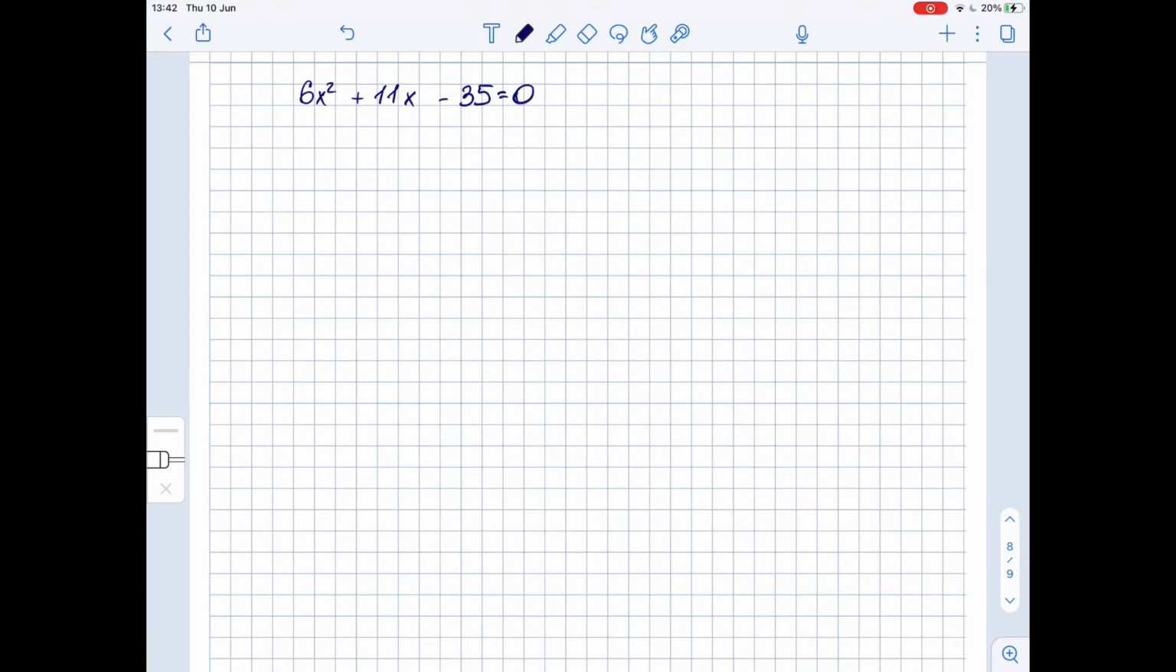Linear equations are equations of the first order and are defined by a line. We can see that our equation is not an equation of the first order because we have x squared here. A quadratic equation is an equation of the second degree. That means that it has x squared in it. So our equation is a quadratic equation.